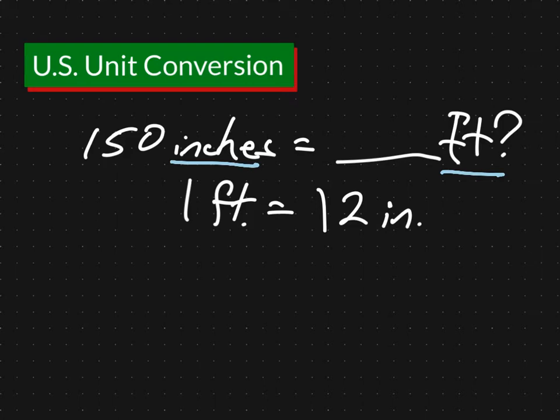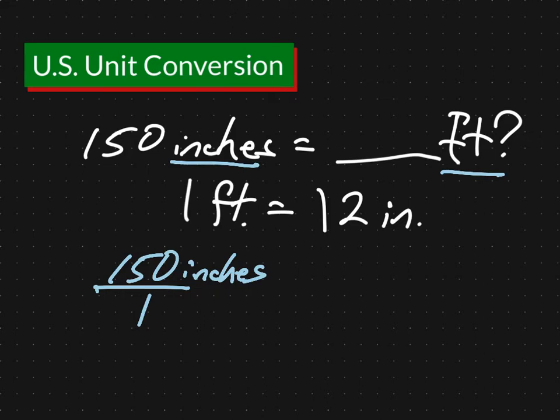Now in step 2, I'm going to write the quantity that I want to convert as a fraction. And in this question, I have 150 inches, so I'm going to write 150, and I'm going to include the units, inches, and it's going to go over 1. Because you know any whole number is the same as that number over 1.